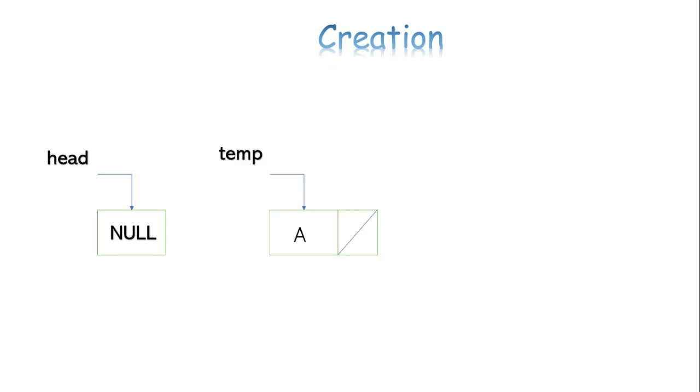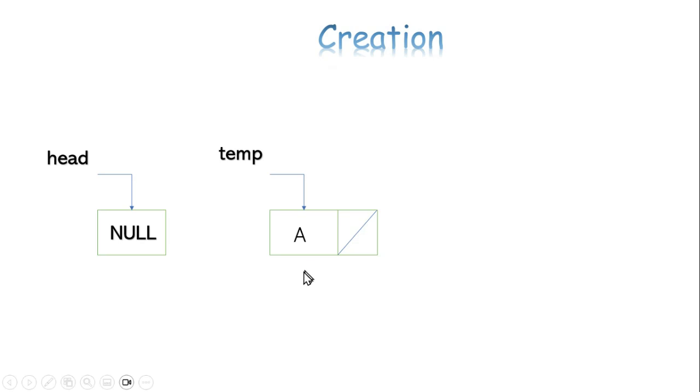Now let's see how to create a circular singleton list. When our circular singleton list is empty, it will look like this. The head points to null. If you wish to insert a node into the current circular singleton list, it will look like this. We hold the node in a variable called temp. The node consists of data A and the next part. The next part points to null.